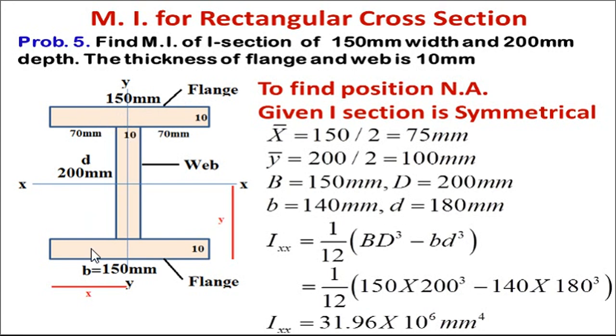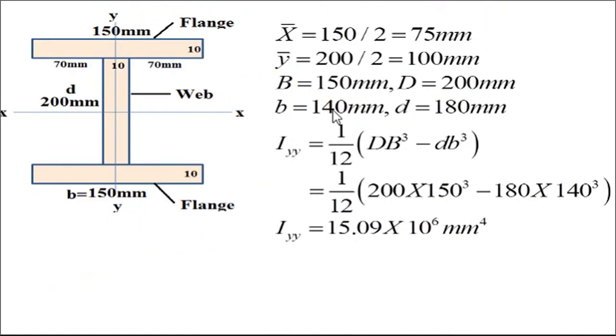Similarly, total depth is 200. From this 200, if you deduct this 10 and this 10, you get the middle rectangle, and that is 200 minus 20, which means 180. The total inside depth is 180. While calculating MI of a symmetrical I section, you can directly use capital BD cube by 12 minus small bd cube by 12. Capital B is 150, capital D is 200, small b is 140, small d is 180. You will get Ixx. Similarly, you will also get Iyy.